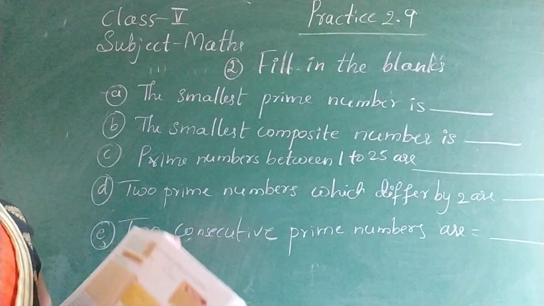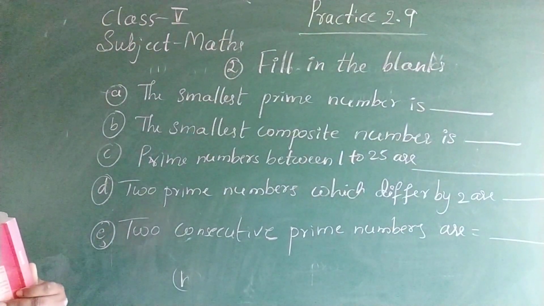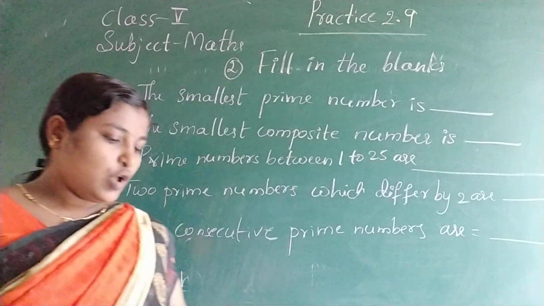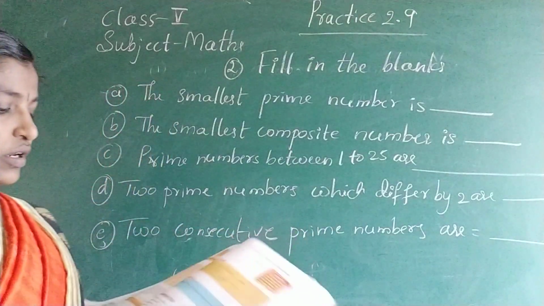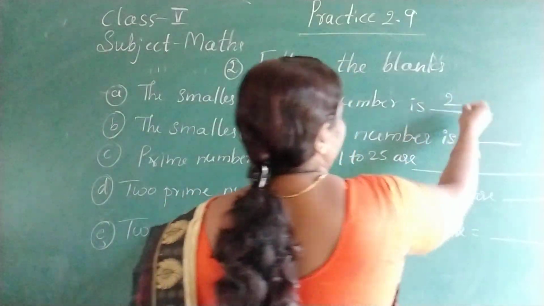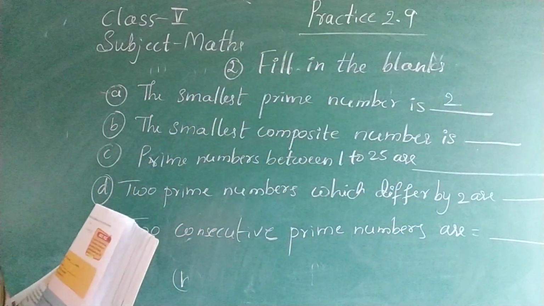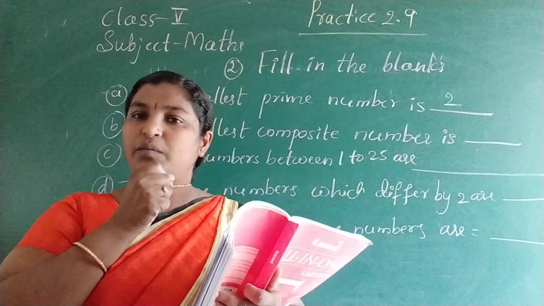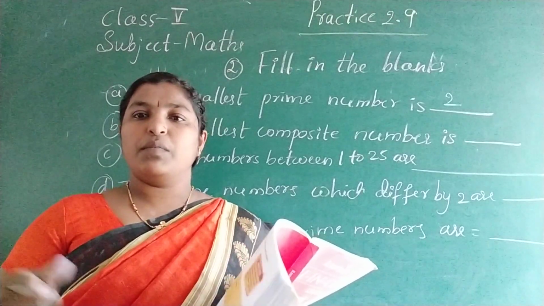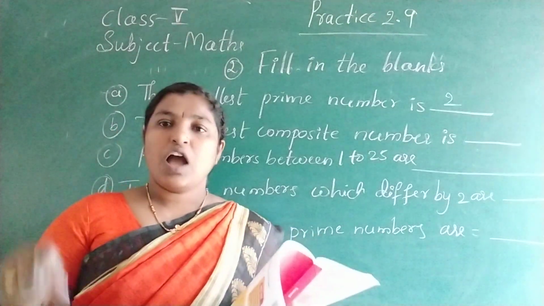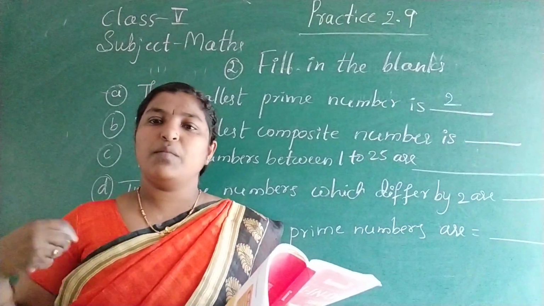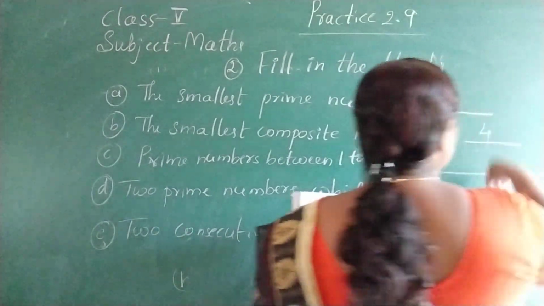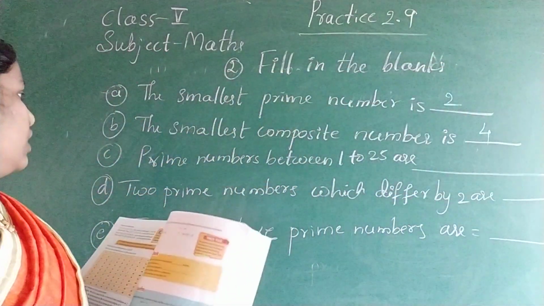These are the questions. First one, the smallest prime number is, just look at the previous place. Which is the smallest prime number? 2. The smallest composite number is, 1 is not a composite nor a prime number. 2 is the smallest prime number. 3 is again a prime number. After 3, 4. So is 4 a prime number or a composite number? 4 is a composite number and the smallest composite number.